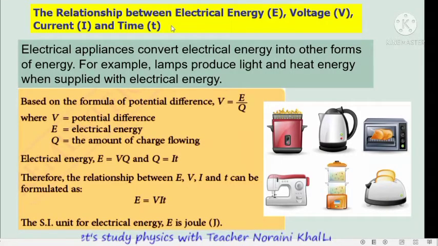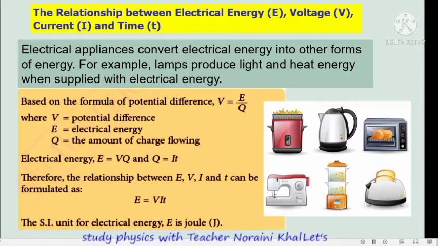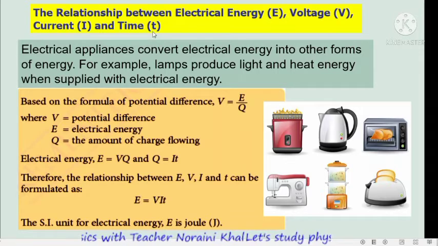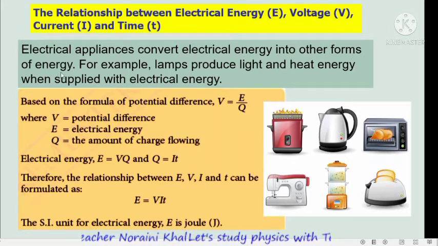Okay, the first part that I want to discuss is about the relationship between electrical energy E, voltage V, current I, and time T. Electrical appliances convert electrical energy into other forms of energy. For example, lamps produce light and heat energy when supplied with electrical energy.